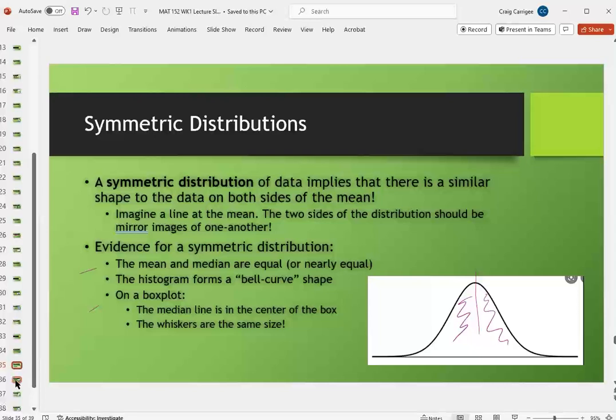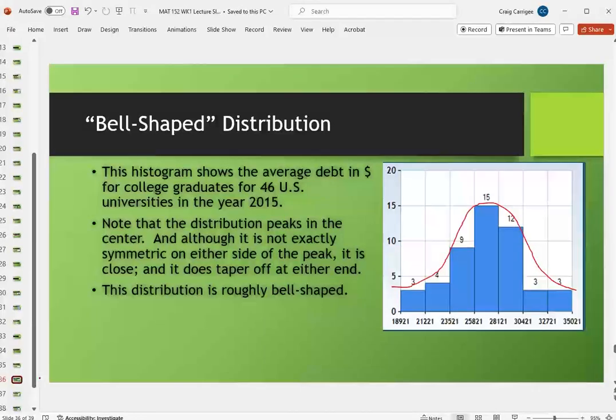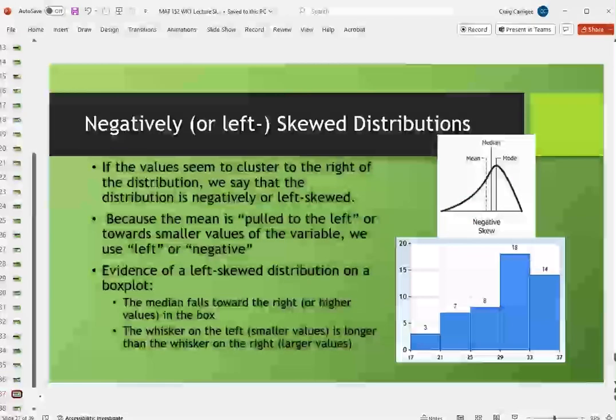We can have other types of distributions. Here's just another example of a bell-shaped distribution based on some average college data. As you can see, this is somewhat of a real-life example. It won't always match the curve perfectly, but it'll get close, right? And that's kind of what you're looking for in a lot of data that you collect. Once again, we'll talk a lot about these shapes later. I just want to introduce them to you as we go along so you can kind of learn how to talk about them.